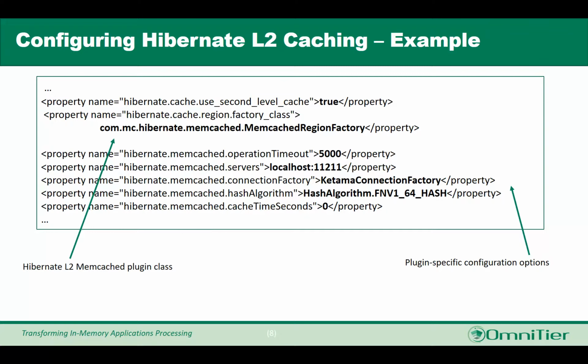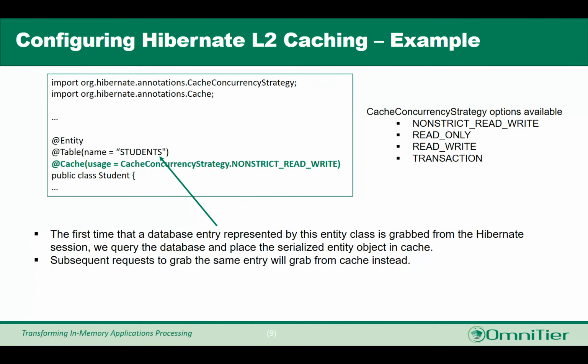So again, if you already have your Hibernate level 2 caching set up previously and you're just using something other than MemStac as a backend cache, making these configuration changes should be all you need to do on the application side. Otherwise, you'll need some code changes. By using the cache annotation, you are flagging an entity class as something you would like to cache. The first time that a database entry represented by this entity class is grabbed from the Hibernate session, we query the database and place the serialized entity object in the cache. Subsequent requests to grab the same entry will then grab from the cache instead.